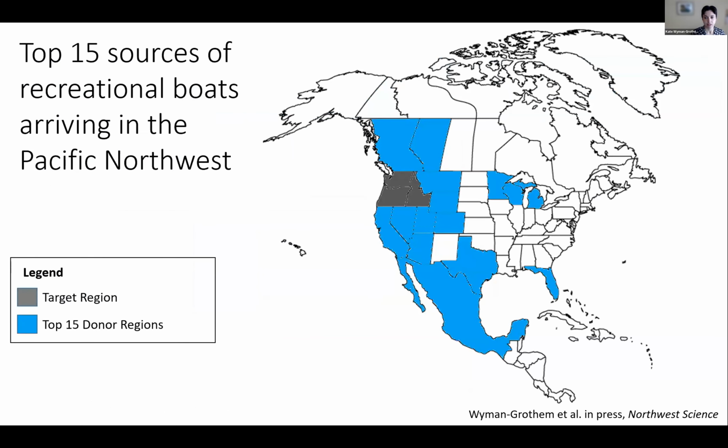According to the data we obtained from the states of Washington, Oregon, and Idaho, the jurisdictions shown here in blue are the 15 most common locations where recreational boats were last used before arriving in our target region, which is shown in gray. We were able to break down the data by state or province for boaters coming from other parts of the US or from Canada, but we only had data at the country level for Mexico.